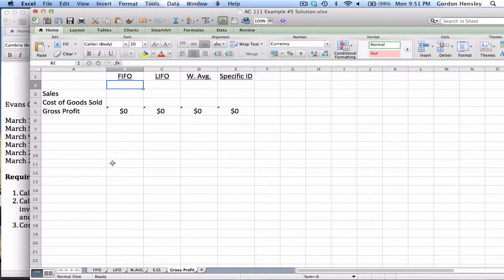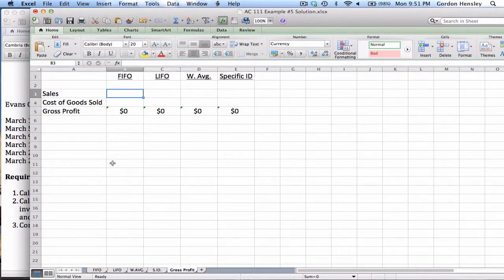Now for part 3, on this part they want me to calculate the gross profit. It's very easy to calculate gross profit. It is simply the sales minus the cost of goods sold. But they want me to provide this calculation for all 4 methods. So I have columns set up for FIFO, LIFO, weighted average, and specific identification. I have an area for the sales, the cost of goods sold, and gross profit. And I just went ahead and inserted a little formula here to grab the sales and deduct the cost. So it's just sales minus cost.